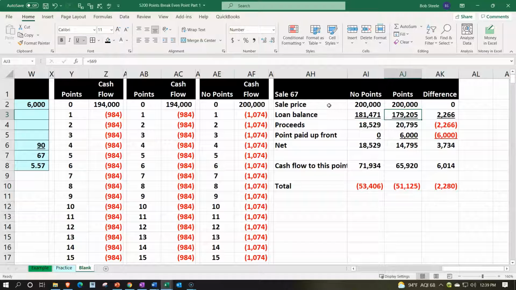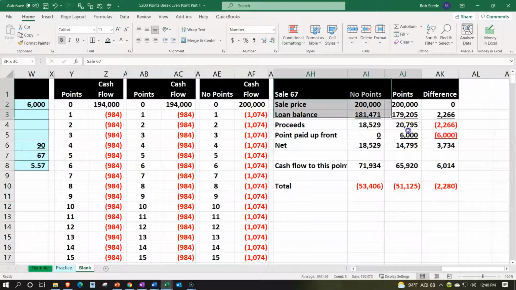The loan balances are different, and that's going to give us our proceeds that basically would be different after the sales amount. We had to pay the $6,000 up front on the points side of things. So if I take that out, this would be basically the net after the points. Then we had the cash flow that we paid up until this point in time in terms of just payments that we're making, and that would be these two items. So then if you compare the two, you still have this difference of 2,280 between the two.